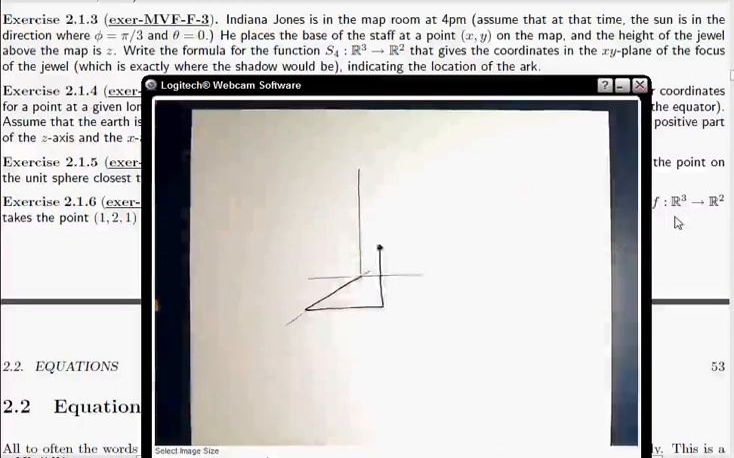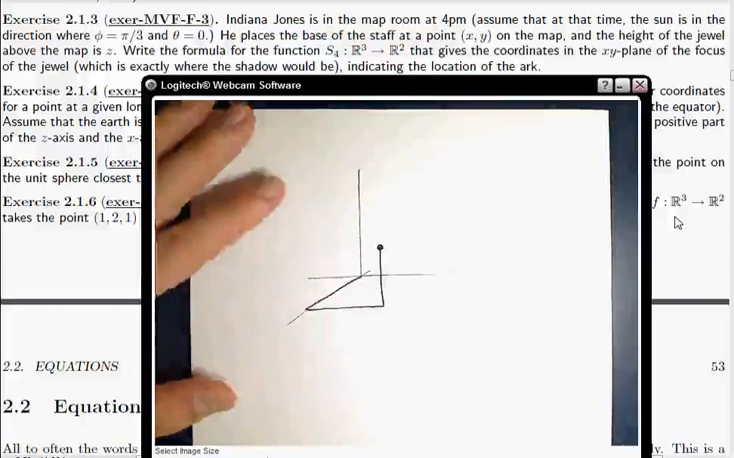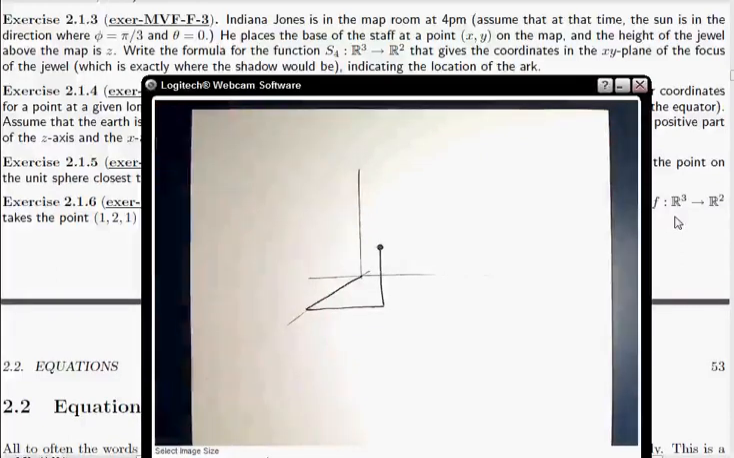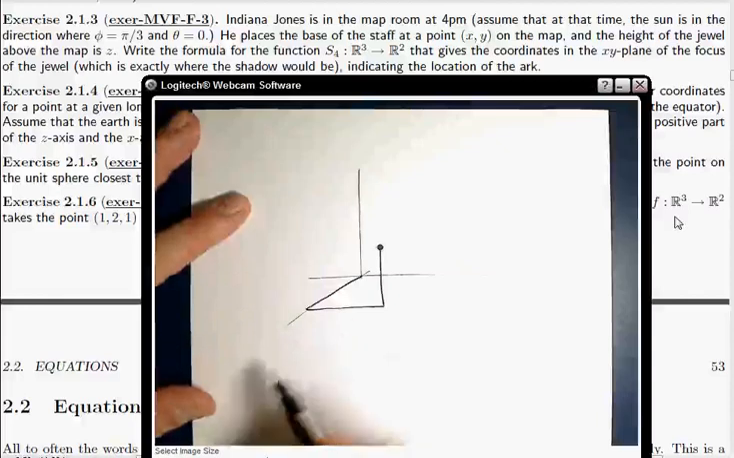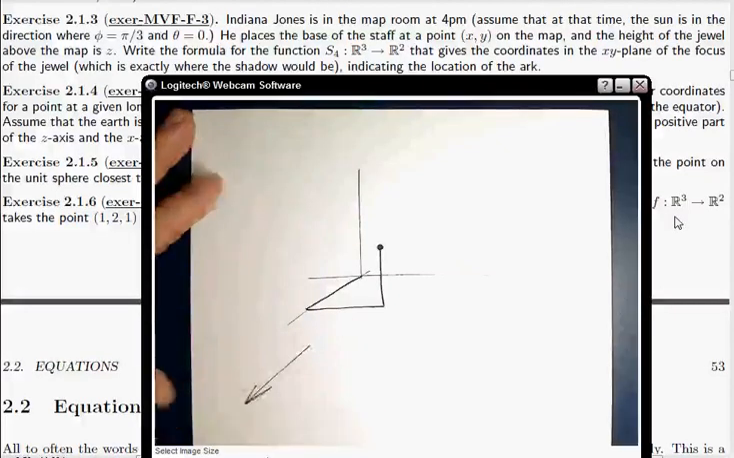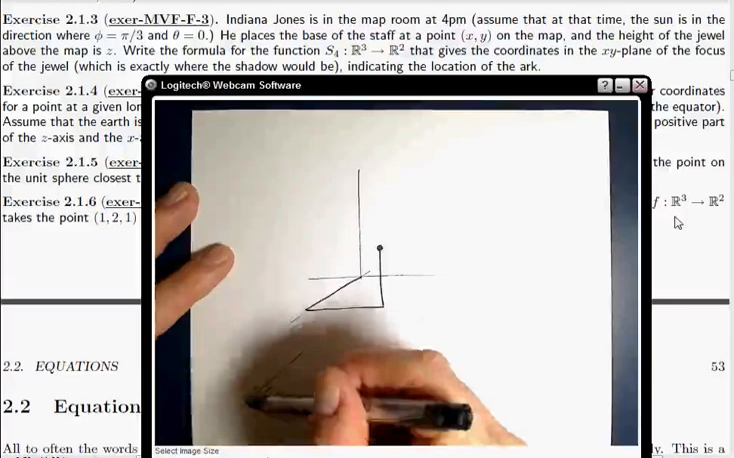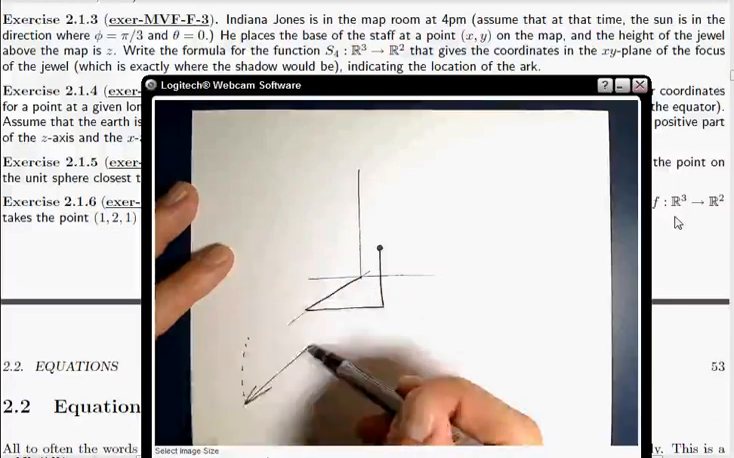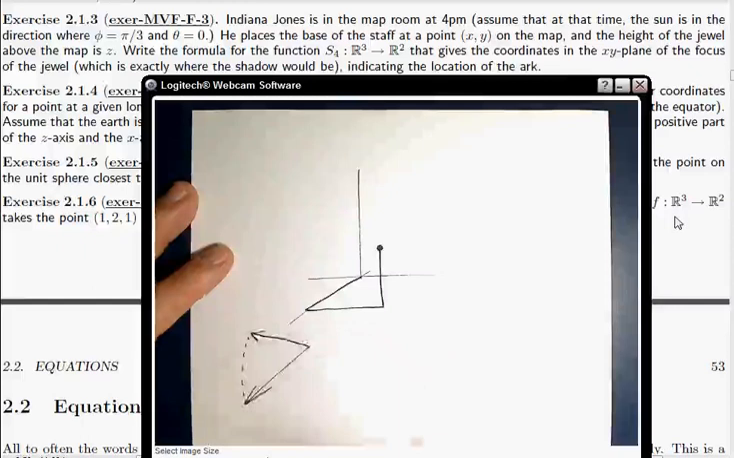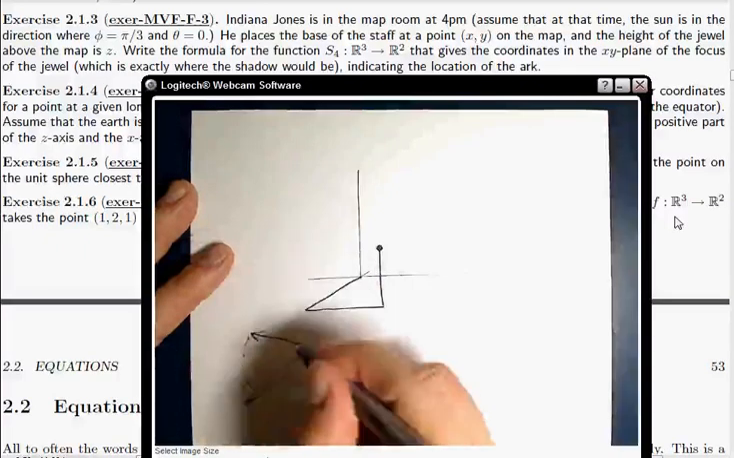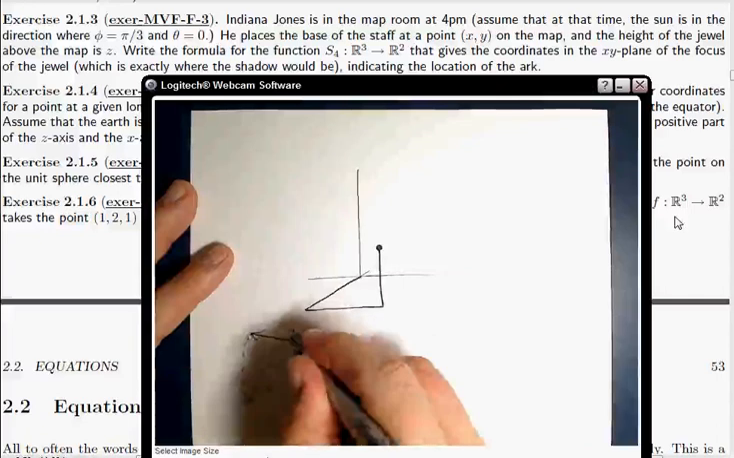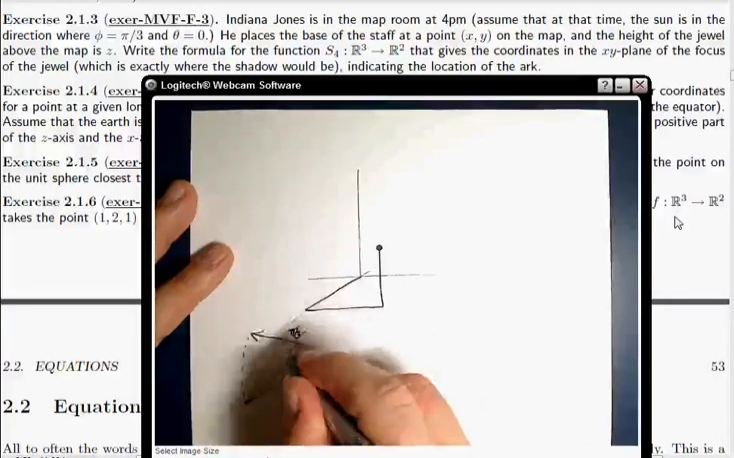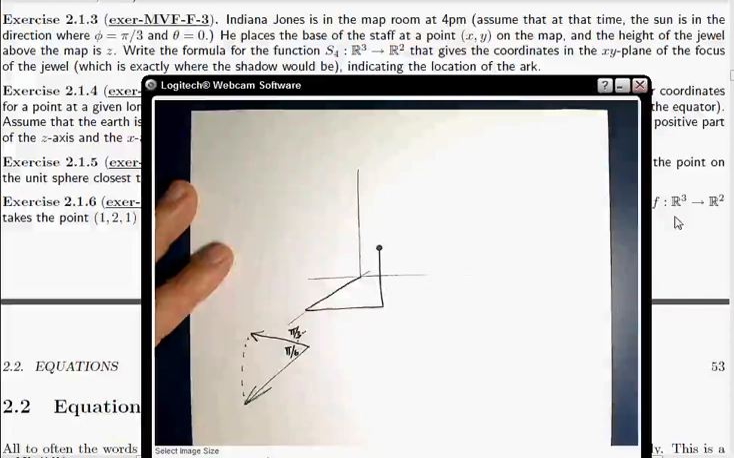So there's a point. I want to know, where does the shadow get cast? Well, it depends on where the sun is. The problem says that the sun is in the theta equals 0 direction, so the sun is way off over that way, but it's angled up. What's that, pi over 6, because this angle here, the angle off of the vertical, was pi over 3, so that makes this angle pi over 6.